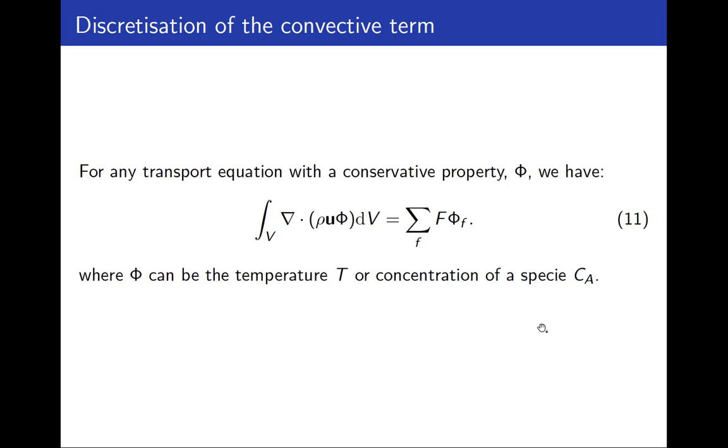And we can generalize this equation for other conservation properties. For instance, this equation 11 is in terms of phi, where phi can represent temperature for energy conservation, or it can also represent the concentration of a species, Ca, in case we are solving the mass conservation equation. So yeah, equation 11 is the representation, the volume integral expressed as a surface integral, for a conservative property phi.